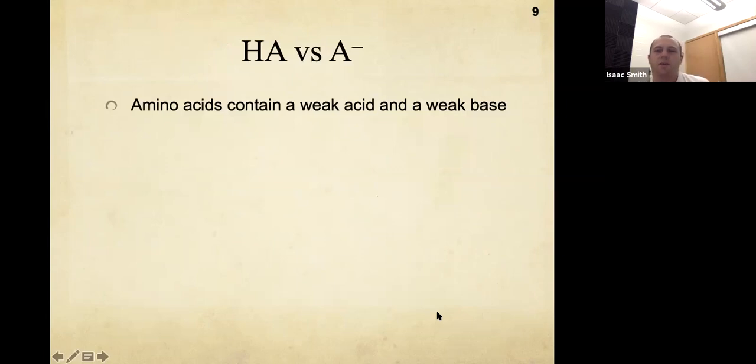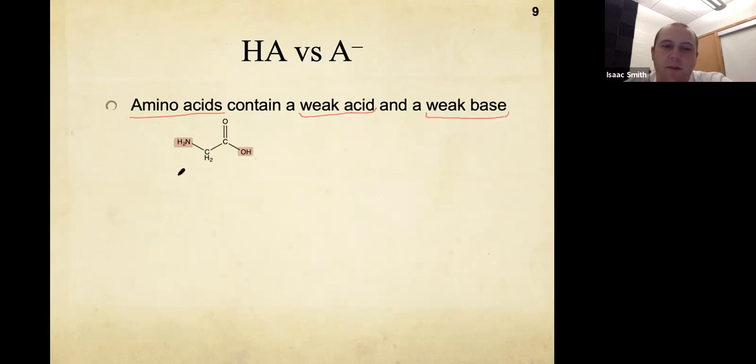Okay, the other idea I want to get to in this lecture is relating pH to pKa and predicting the state of a molecule, because this is really useful in Chem 285. Okay, so let's look at this example. Amino acids you might have heard of, right? These are the building blocks of proteins. Each amino acid contains a weak acid portion and a weak base portion.